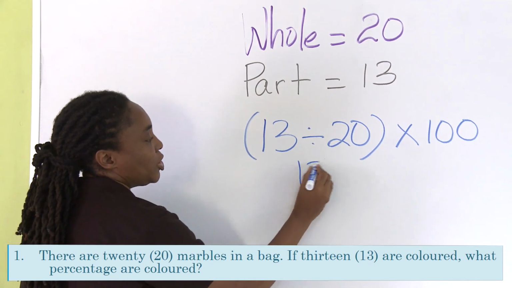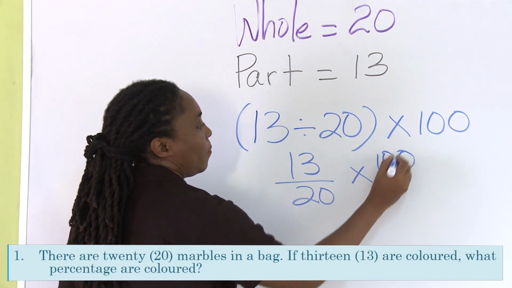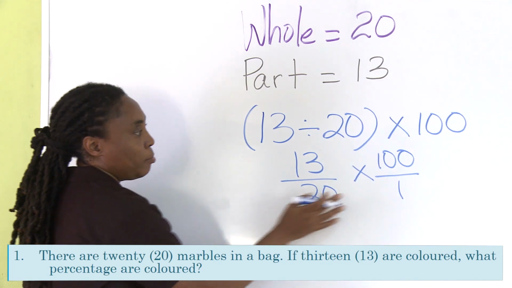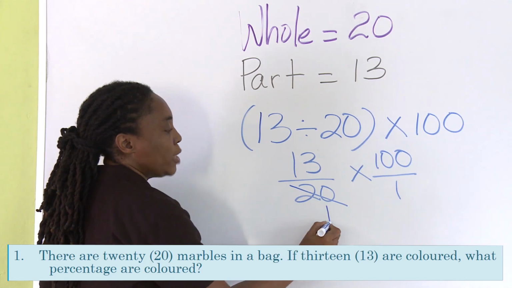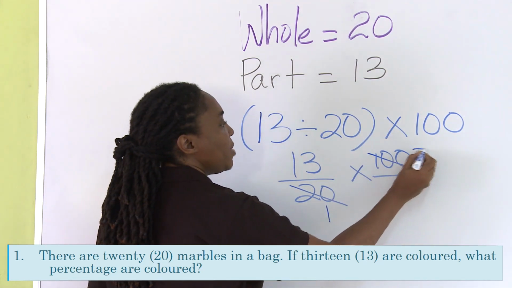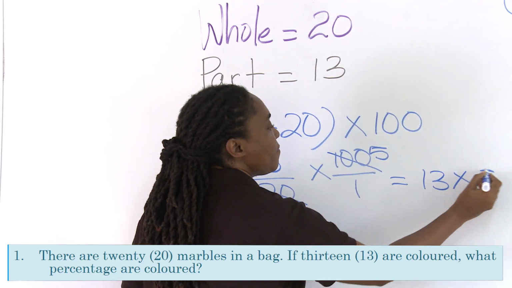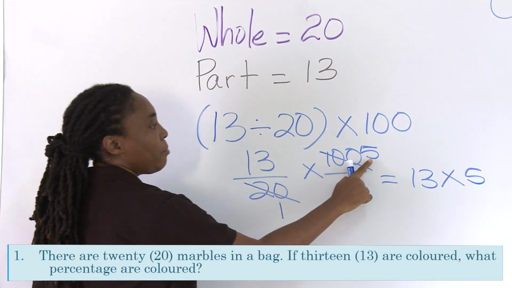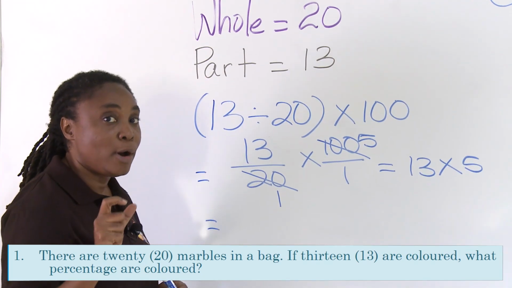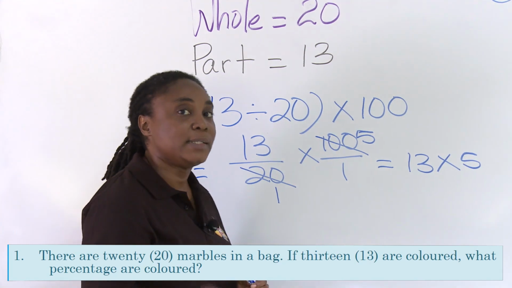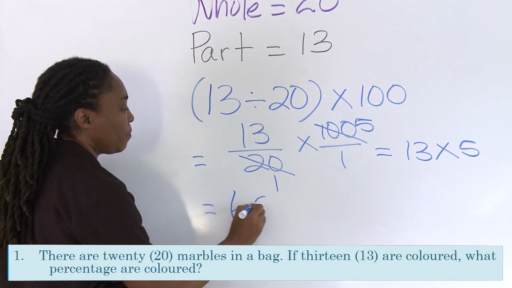I will put this as a fraction: 13 over 20 multiplied by 100 over 1. 20 into 20 will give me 1. 20 into 100 will give me 5. So now I have 13 multiplied by 5. The question asks, what percentage? So remember, our answer now must be written as a percent. 13 multiplied by 5 will give us 65.